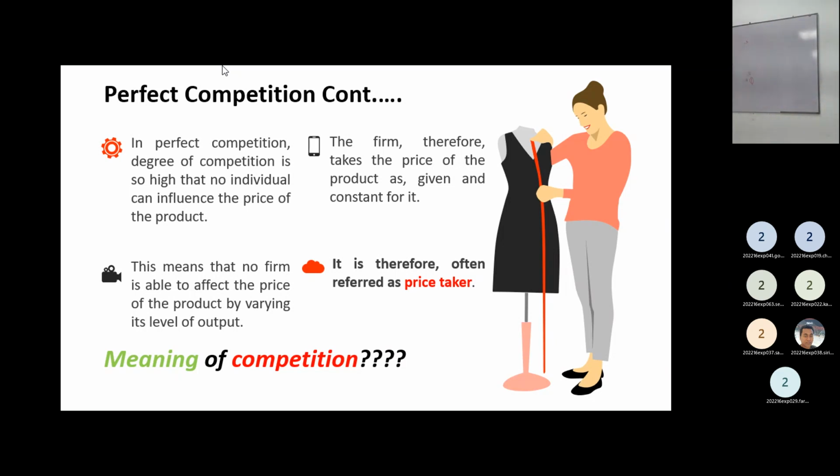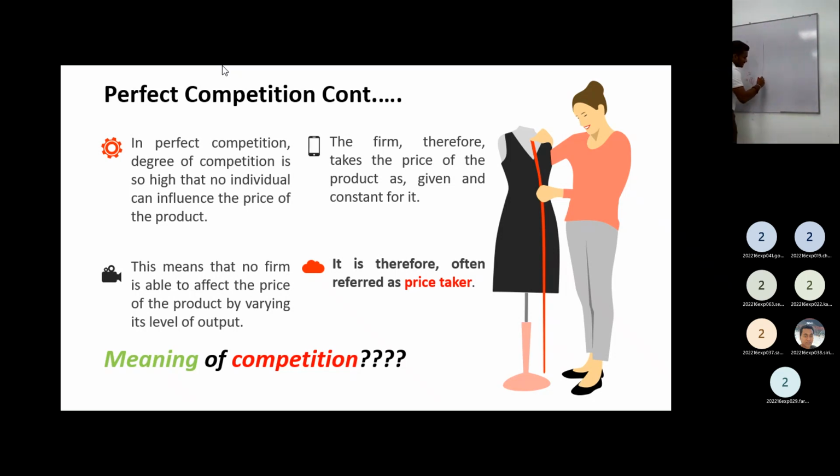Accordingly, you could see there's an equilibrium point here. So let's say it's 50, right? And 100 units of a particular product are being sold at this price, right? So this is the market determined price. Now, when it comes to perfect competition, what happens?